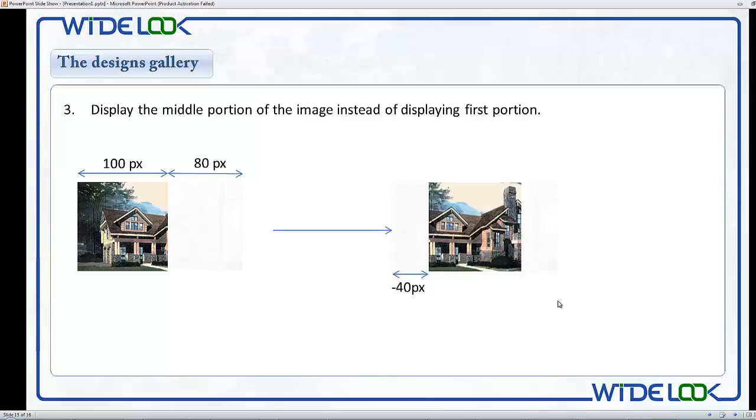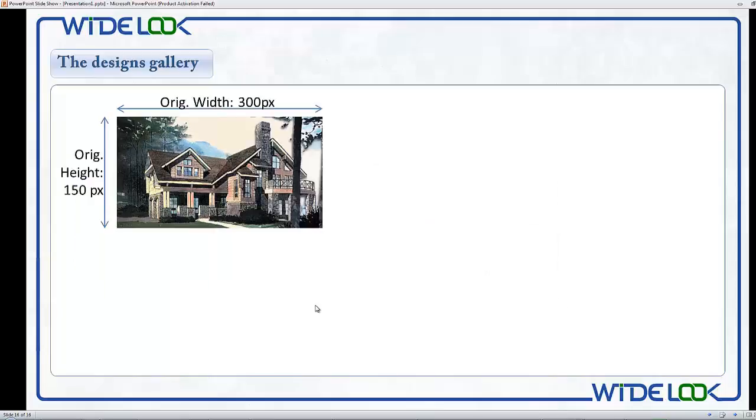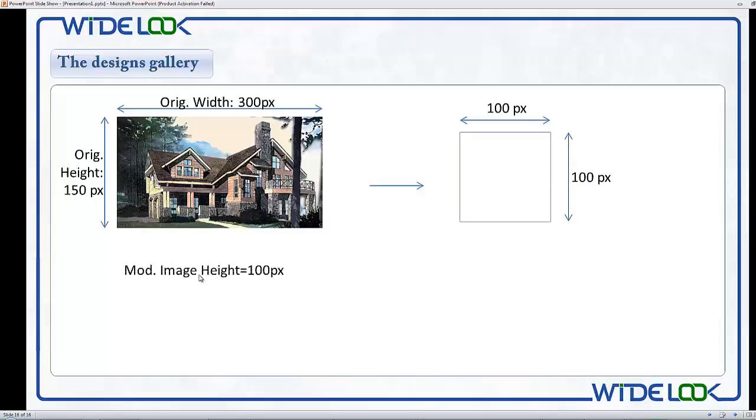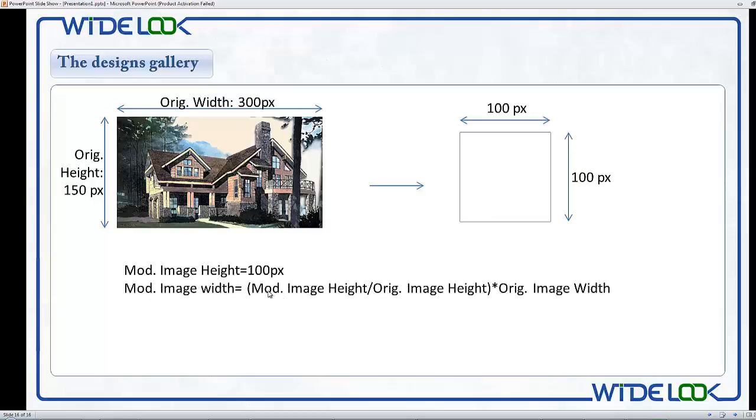And in order to know how to calculate the amount the image has to move in pixels, let's say that we have an image which has an original width of 300 pixels and an original height of 150 pixels. We want to fit it inside a div element which has a 100 pixels height and 100 pixels width. So when we fit the height to the height of the div element, the modified image height will be 100 pixels. And since the height got decreased, the image's width has to be decreased accordingly. So the modified image width will be equal to the modified image height over the original image height, which is 150 pixels, multiplied by the original image width, which is 300 pixels.